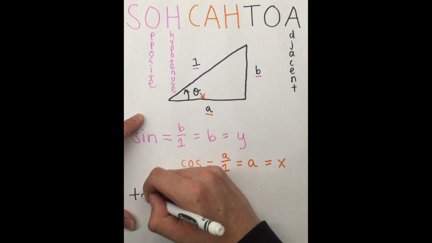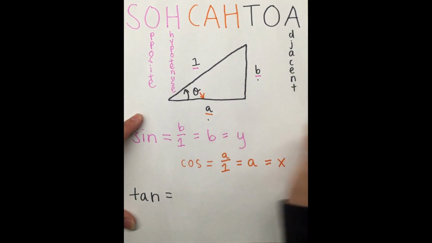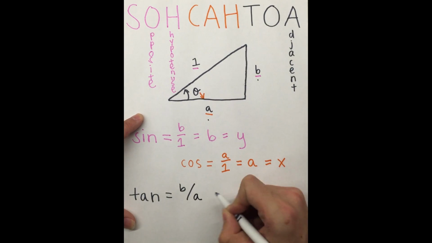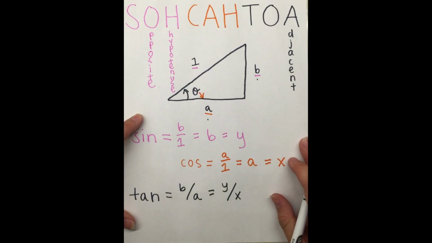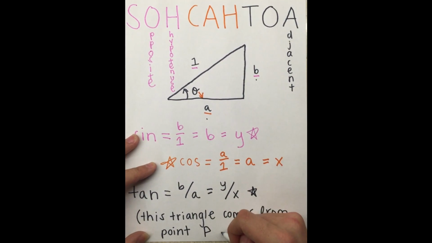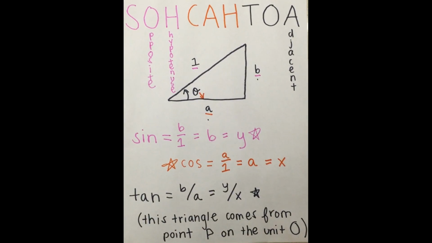Tangent equals opposite over adjacent. Opposite is B over A because A is adjacent, and B over A equals Y over X, and that is tangent. So it is important to note that these values are from the standard unit circle, in which the radius equals 1.